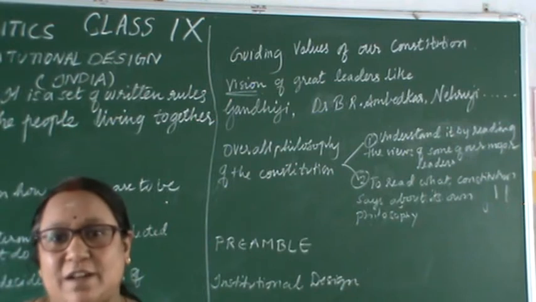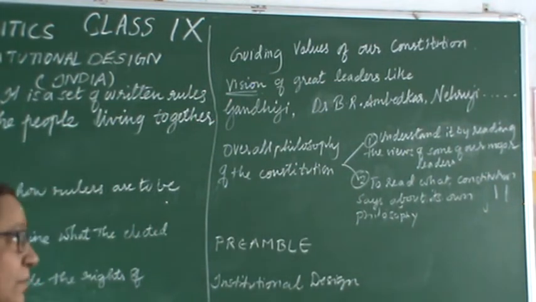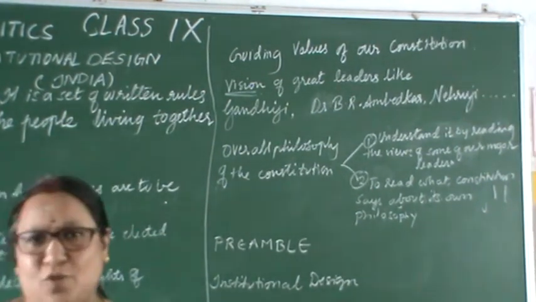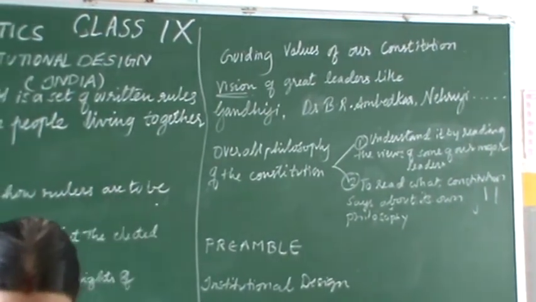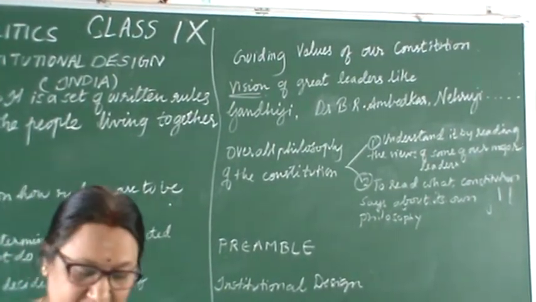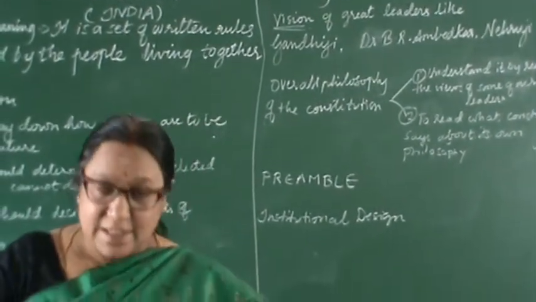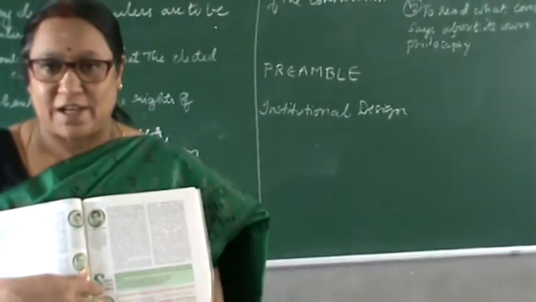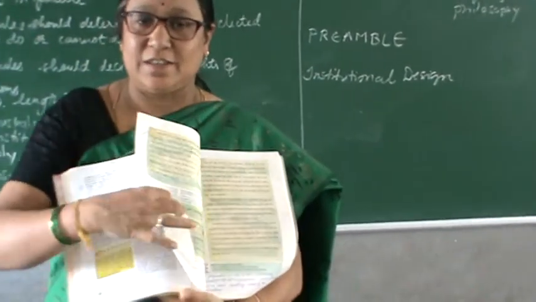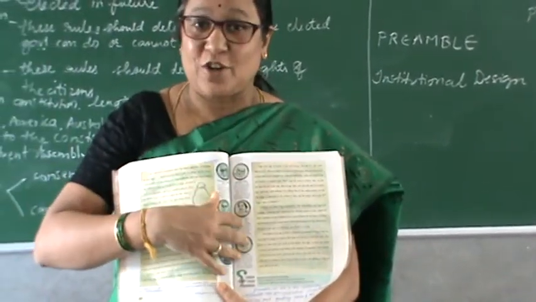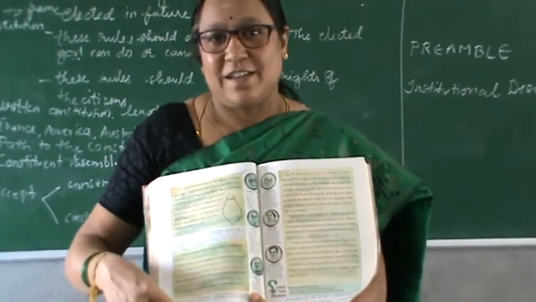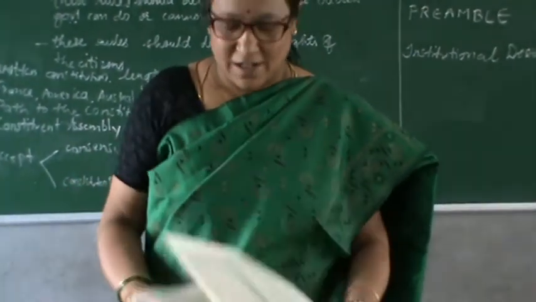Through the preamble, we'll understand. The preamble is an introductory statement to the Constitution, telling what our ideals are. Then, let us see what the dreams and promises are. Now, these are the people from different walks of life who have participated in the making of the Constitution. One prominent figure is missing. Who is that? It is Mahatma Gandhi.